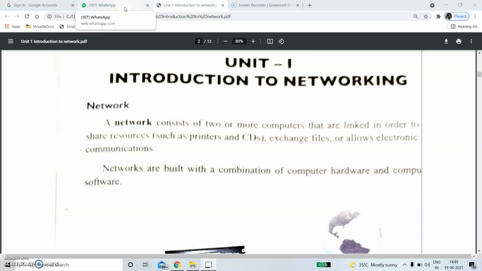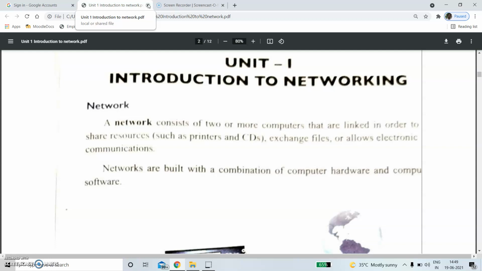First of all, what do you mean by network? Can anyone guess? In day-to-day life, we are using the internet, isn't it? So how does the internet work? By means of the network. Okay, so what is a network?